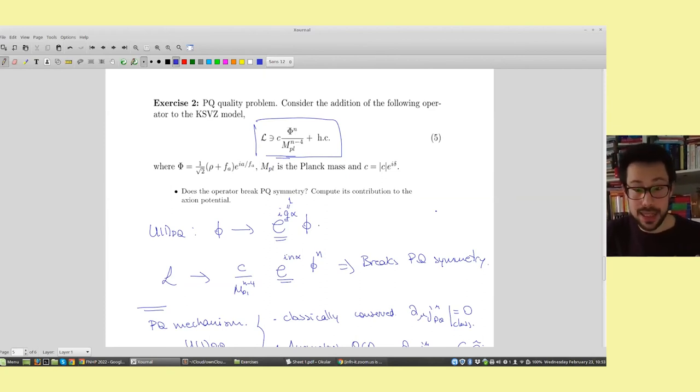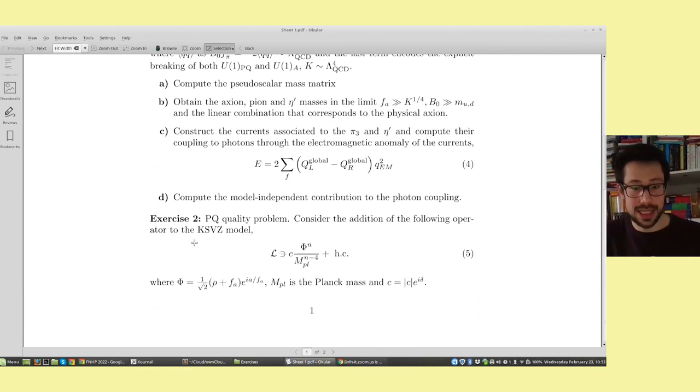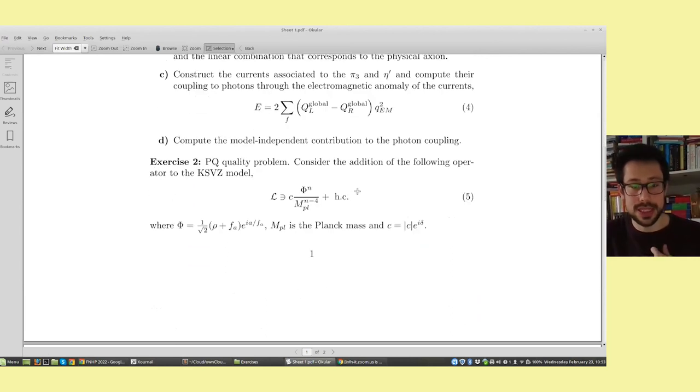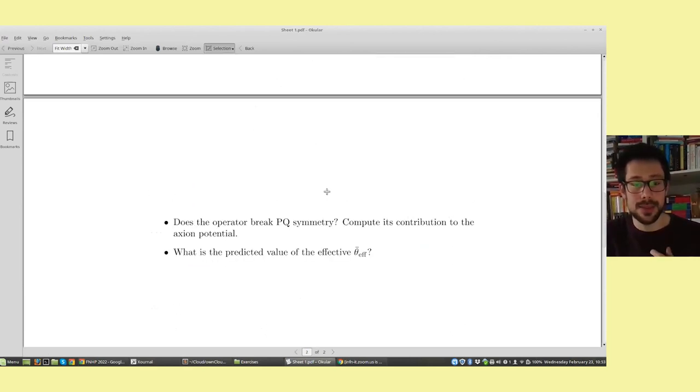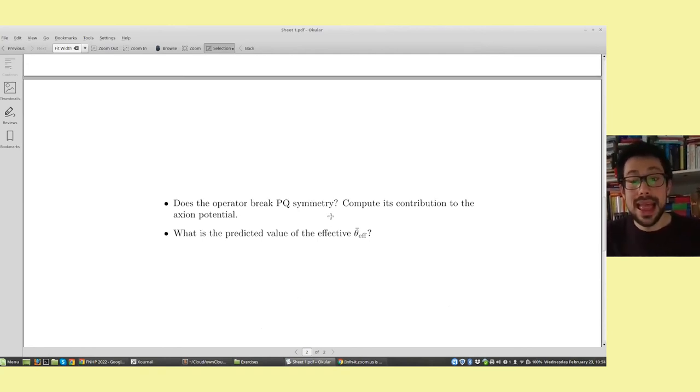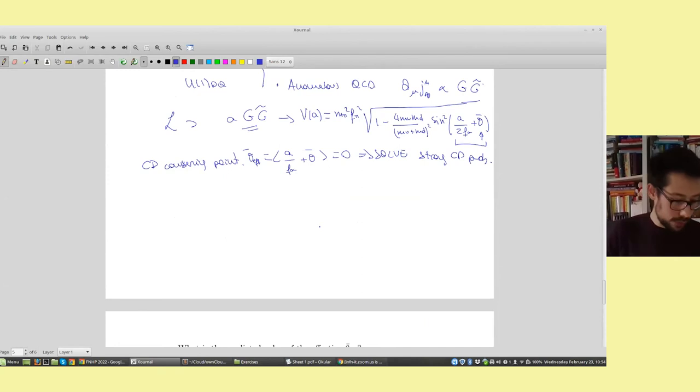And this is exactly what the exercise is asking, right? So here we have this operator that we're adding, and the exercise is asking, first of all, does the operator break the Peccei-Quinn symmetry? And we have already said that yes, indeed, this operator breaks the Peccei-Quinn symmetry. Then we need to compute the contribution to the potential and the predicted value for the effective theta parameter. So how do we do that?